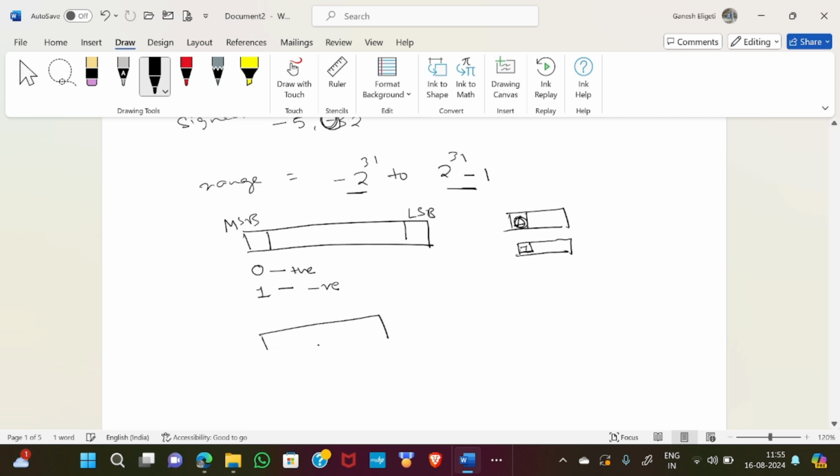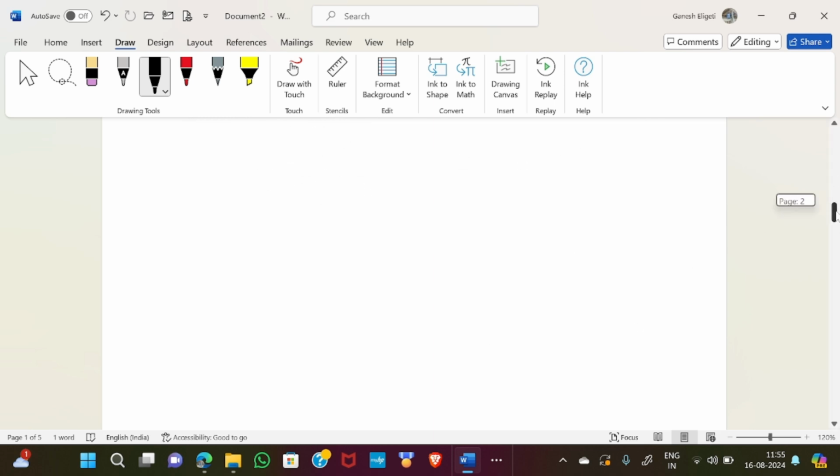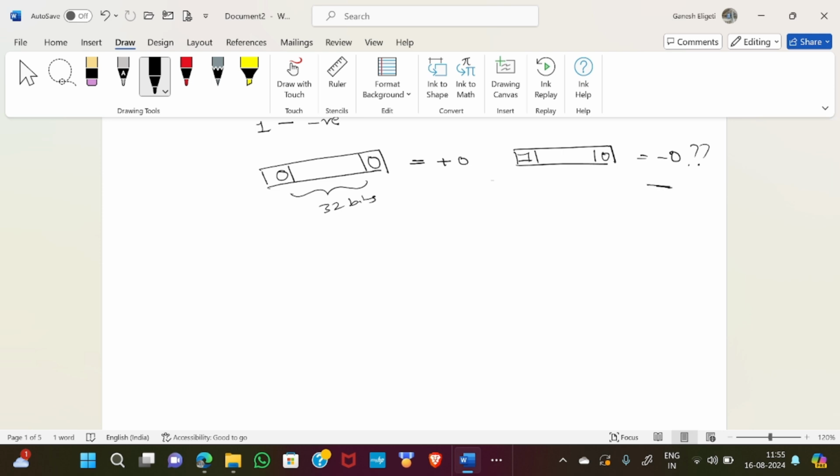Now, when you represent 0, let's take these again as 32 bits. When you want to represent 0, one way is to represent it this way, which means a positive 0. And another way is this 1 and 0, which means a negative 0, which doesn't make sense, right? Because there is nothing as negative 0. So what we do is we don't consider a negative 0.